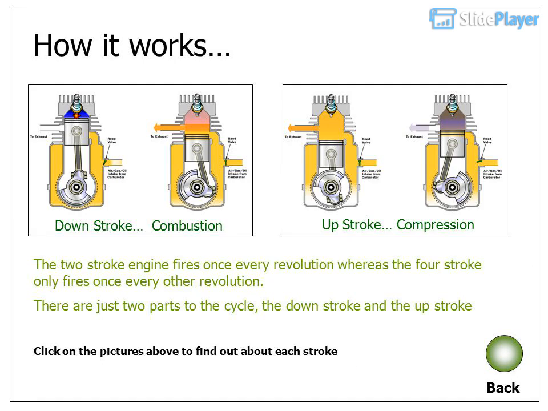Upstroke. Compression. How it works. Downstroke. Combustion. Upstroke. Compression. The two-stroke engine fires once every revolution, whereas the four-stroke only fires once every other revolution. There are just two parts to the cycle, the downstroke and the upstroke. Click on the pictures above to find out about each stroke.